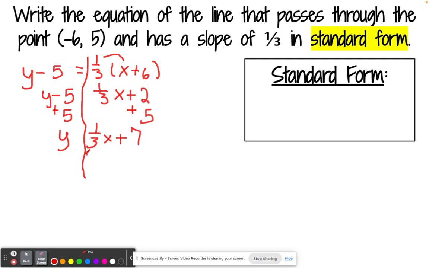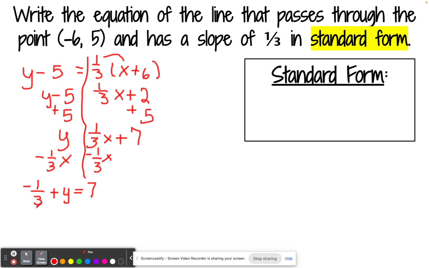I'm getting there. I'm going to subtract 1/3 x from both sides. And you've probably already seen my issues I have with this one. I have negative 1/3 x. So it is negative and it is a fraction. Plus y equals 7.